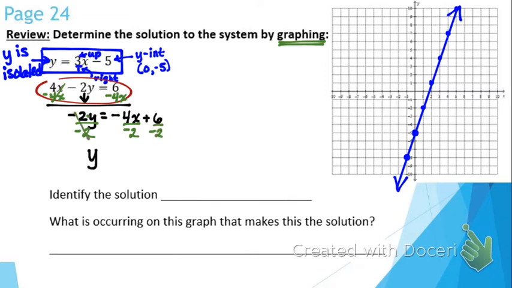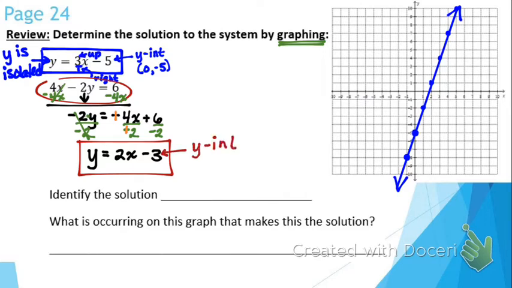Do I need to switch anything? No. Equal signs, if you turn them around, they just stay equal signs. So what would I have? 2x minus 3. Negative divided by negative becomes a positive right here. So where do I put my first point? -3 on the y-axis. So 0, -3. And where do I go from there?